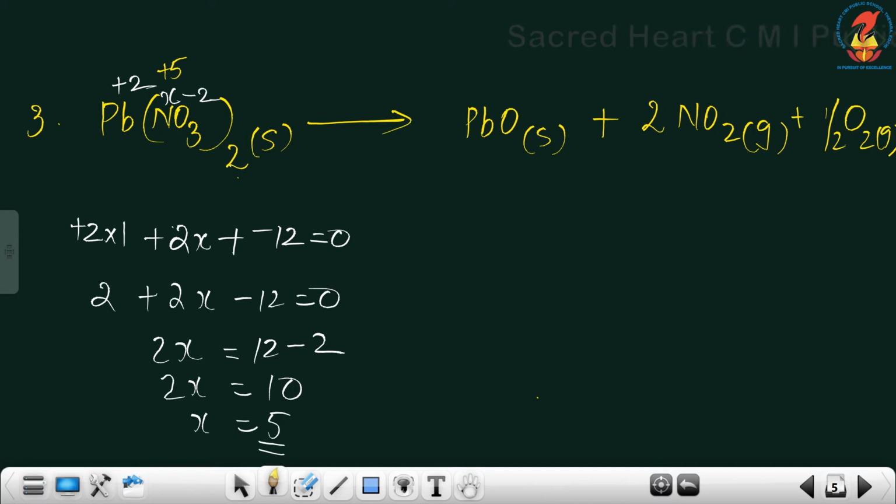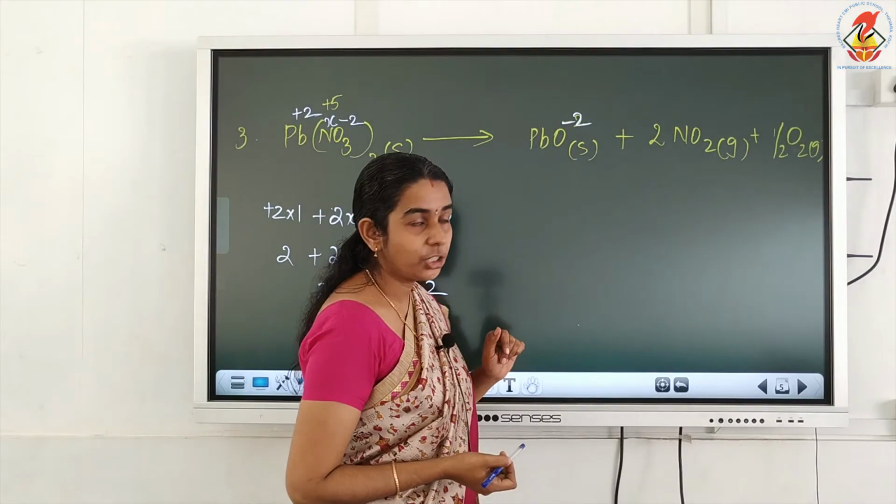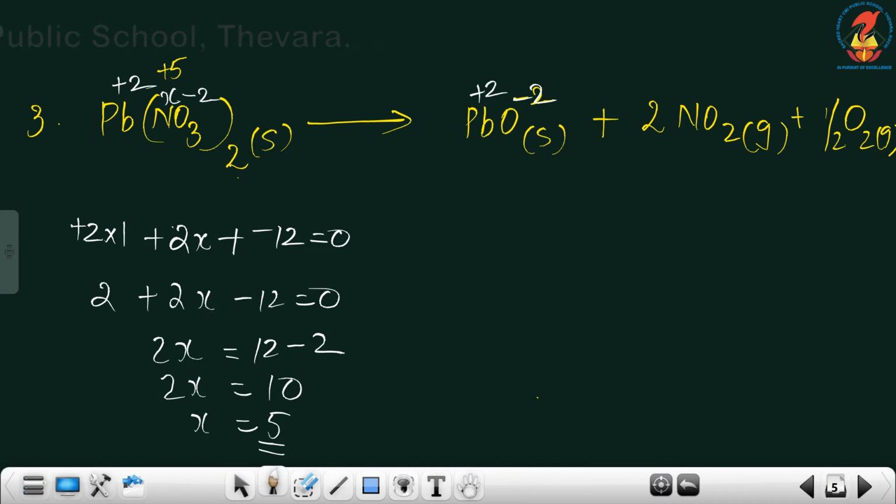Now on the right hand side, oxygen is minus 2. Since it is a neutral species, the sum should be equal to 0. We have only one oxygen, so minus 2 into 1 is minus 2. So here lead should be plus 2, plus 2 into 1, plus 2, plus 2 plus minus 2, 0. Now in the case of NO2, oxygen is minus 2 into 2, minus 4. So for nitrogen it should be plus 4 because we have only one nitrogen. O2 is in the free or uncombined state, so its oxidation number will be 0.